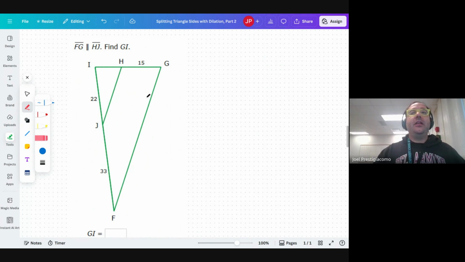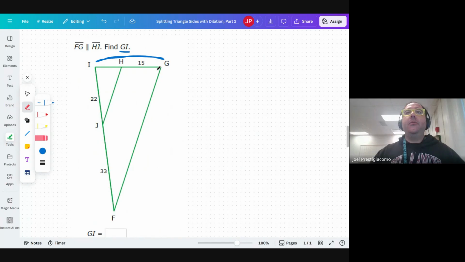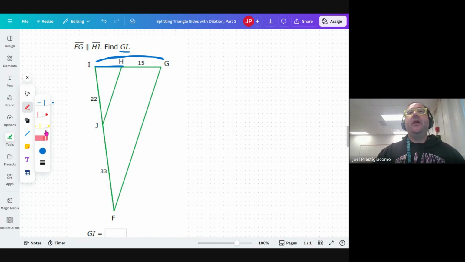Okay, let's look at another example here. This problem says find GI. So GI is actually this entire length here. With a problem like this, what I would do is find this missing piece here, IH. Do this first, then just add 15 to it. That would be the way that I would go about this, is just to add 15 at the end.